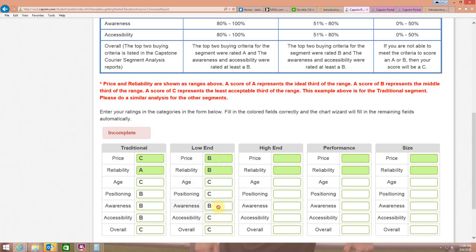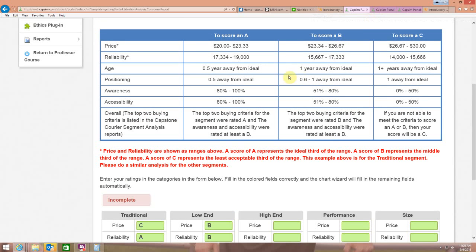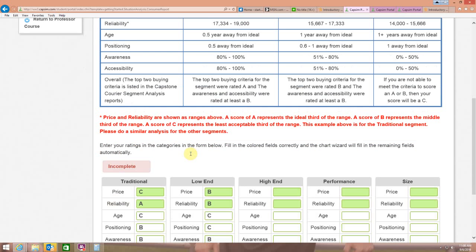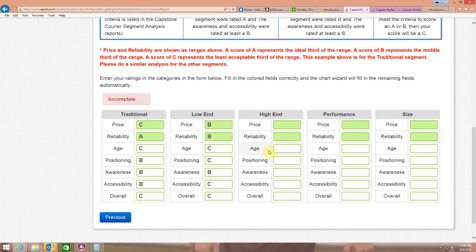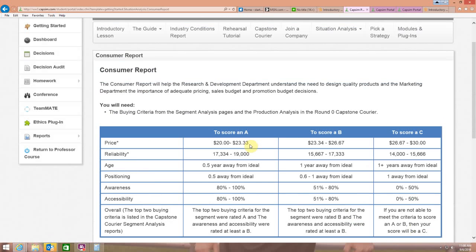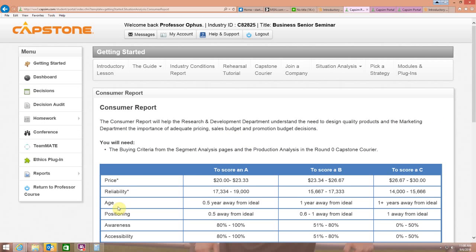It autofills then my age positioning. So you're just dividing all of those things into thirds and rating it either an A through a C. And you guys again would need to do that for there, and then guess what? You would be done. So congratulations and good luck.